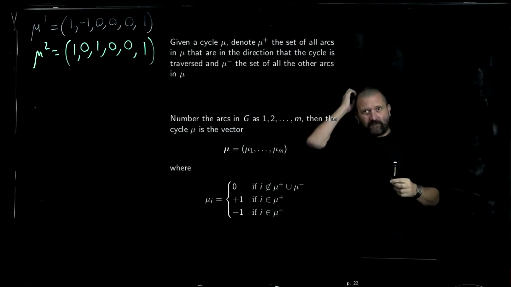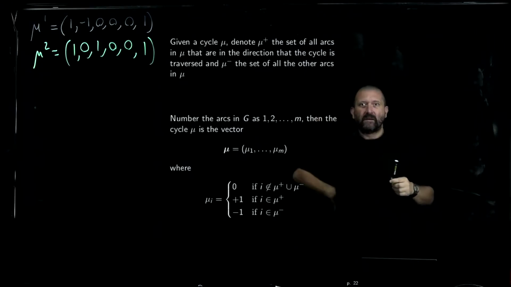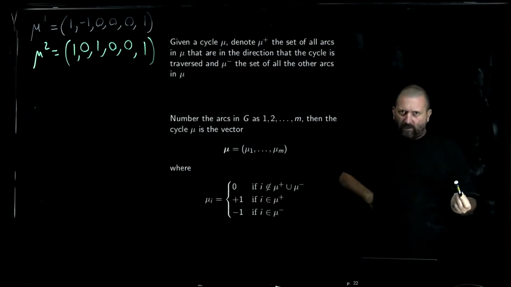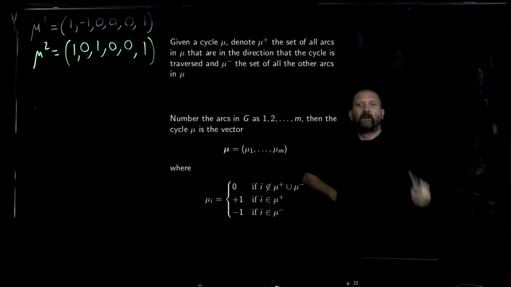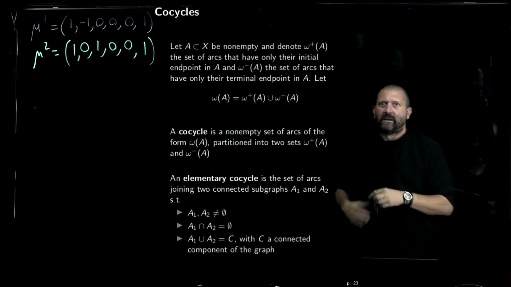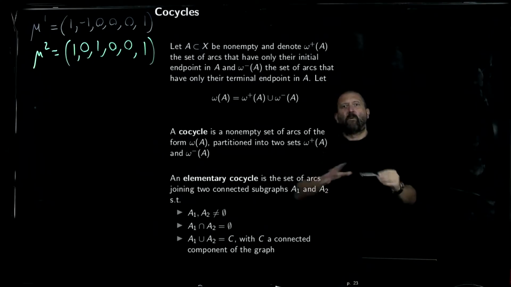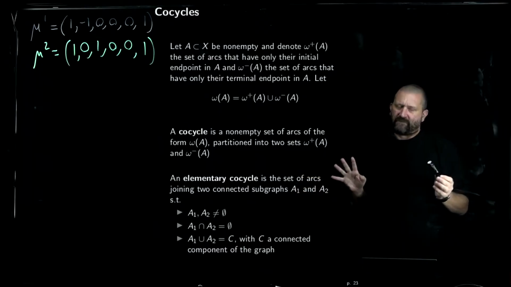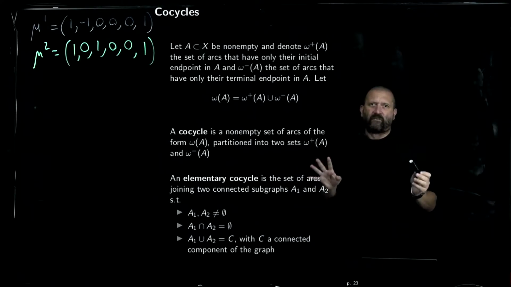So this is what this is saying here. 0 if I am not following the arc in my cycle, plus 1 in the positive direction, minus 1 in the negative direction. Now, something we won't be using much, but that will come up in some definitions, so I'm giving you the definition, but don't worry about this too much, okay?